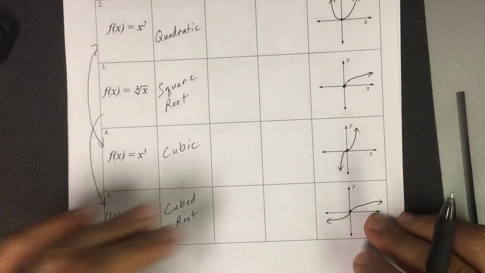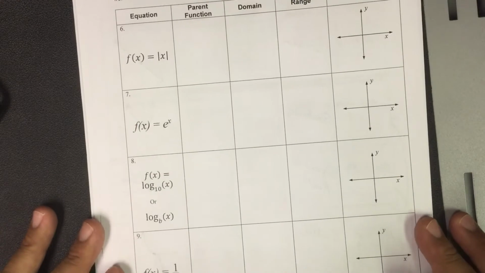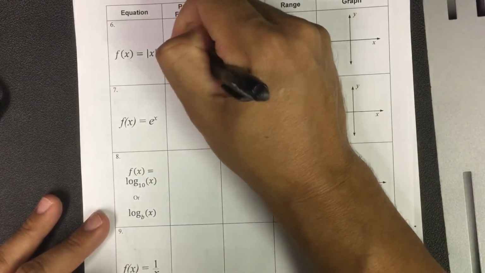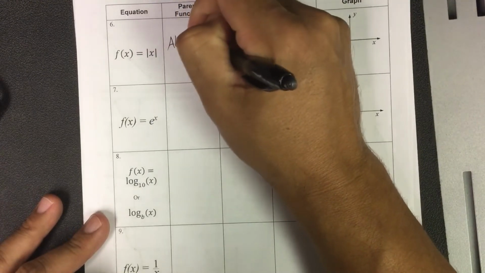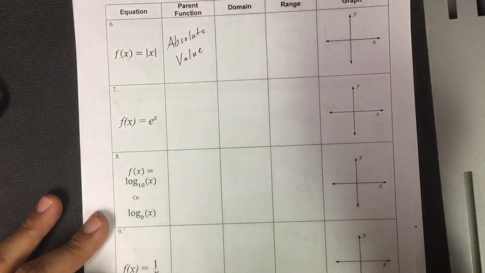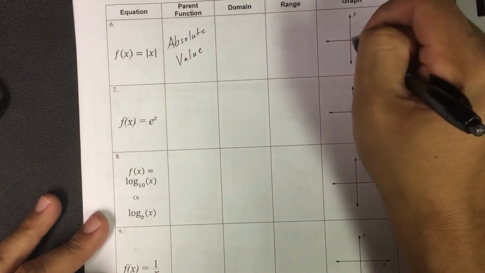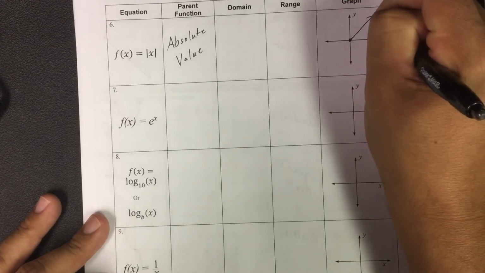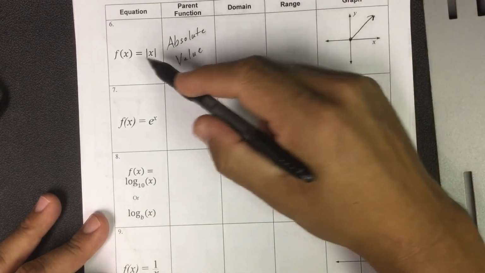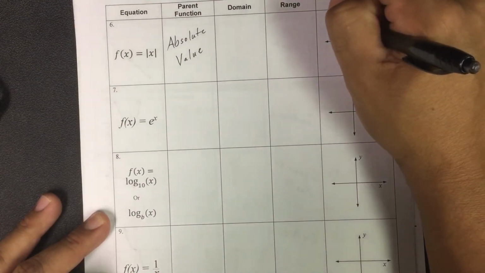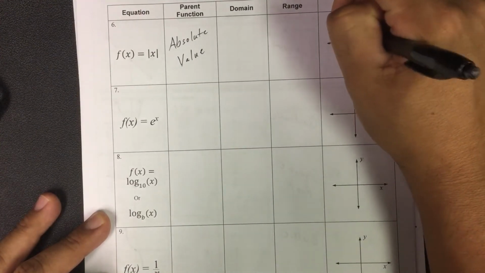All right, let me turn to the back page. This one's a little bit different, but this is called absolute value. Most of you should know about that one. Okay, the absolute value is like the linear on this side. However, absolute value cuts off the negative, so you cannot have negative answers, so it goes up on this side.